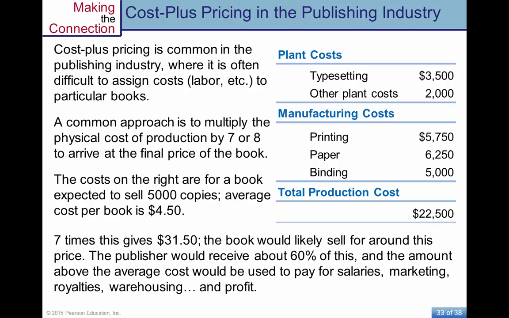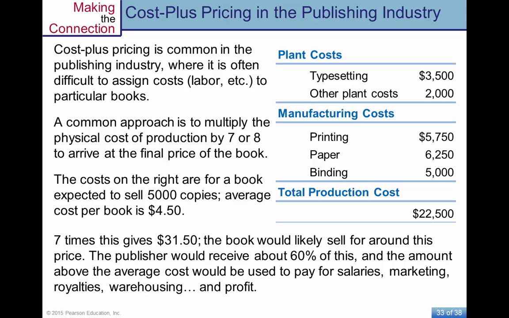The costs on the right are for a book expected to sell 5,000 copies. Average cost per book is $4.50. 7 times this gives $31.50. The book would likely sell for around this price.